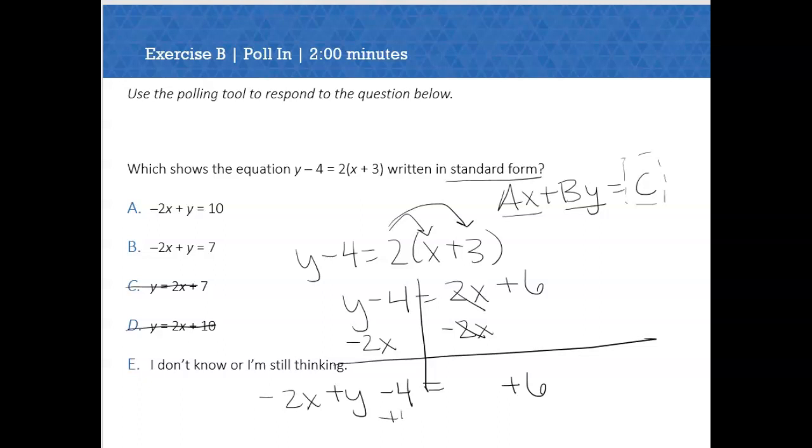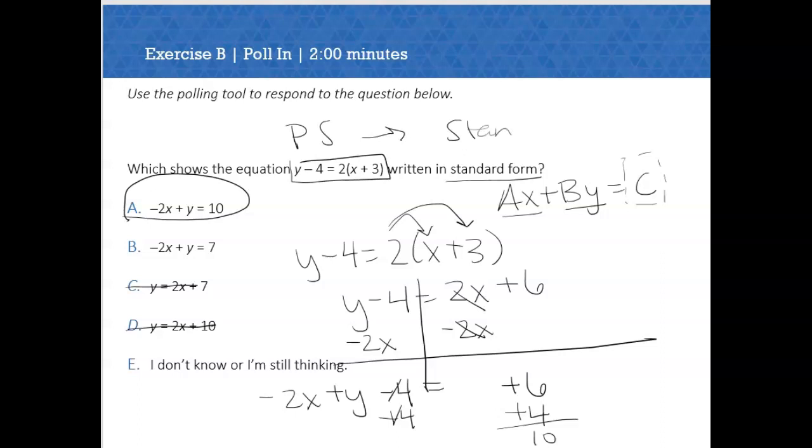Now I need to move the 4 by adding, that's the inverse operation. So I have negative 2x plus y equals 6 plus 4, which is 10. So negative 2x plus y equals 10. So that's how we turned this, which was in point slope, into standard. We just distributed and rearranged.